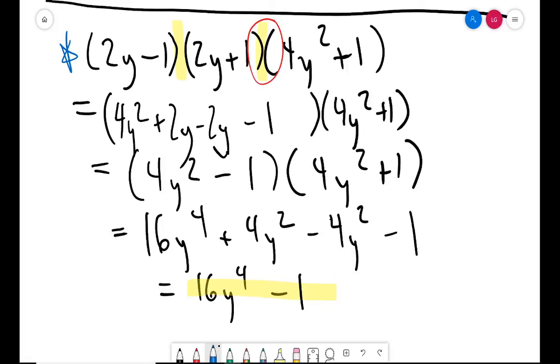I'll give you an example. Let y be 1 up here at the blue star. Let y be 1, so 2 times 1 minus 1, that's 1. 2 times 1 plus 1, that's 3, so 1 times 3. 4y squared plus 1, that's 5, so 1 times 3 times 5, that's 15. The bottom, let y be 1. 1 to the 4th is 1. 16 times 1 is 16, minus 1 is 15, so they're 15 in both cases.